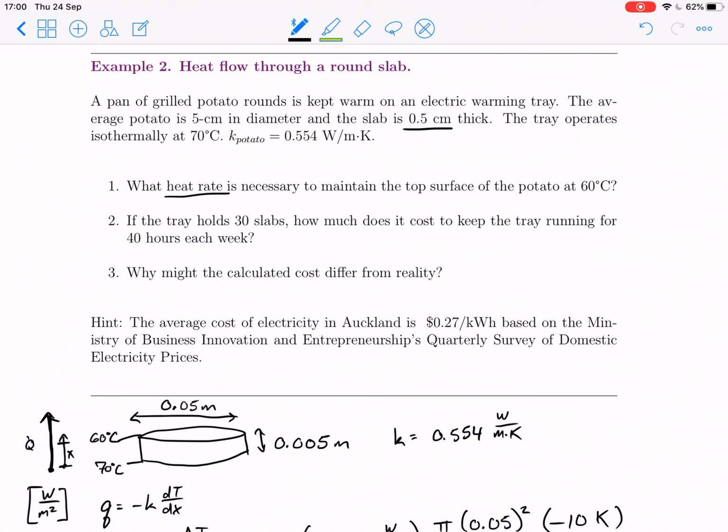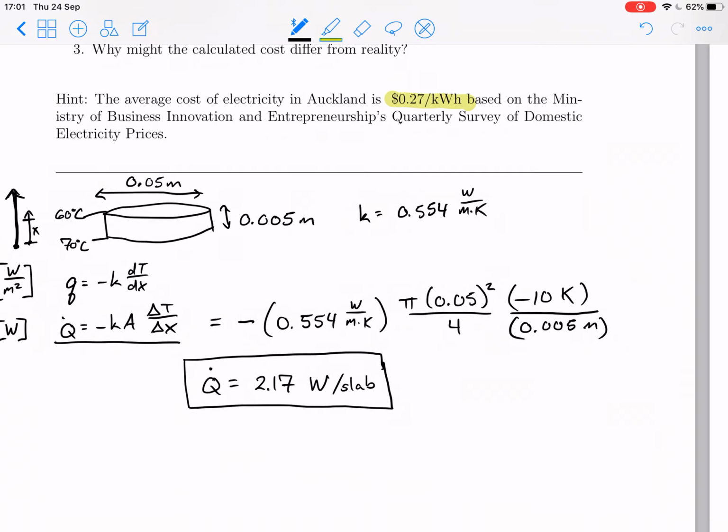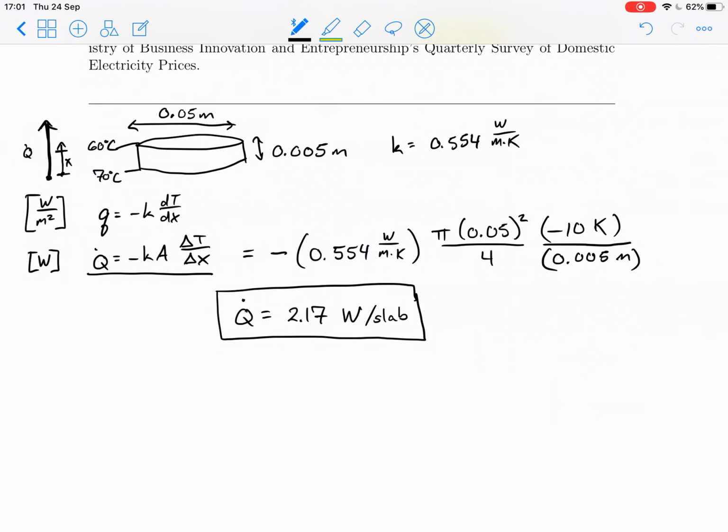Part 2 asks us, given a tray holds 30 slabs, how much does it cost to keep it running for 40 hours in the week? And I've given you here the value for the electrical cost based in Auckland, New Zealand, which is where I was living when I wrote this question. So this is kind of just a dimensional analysis question.